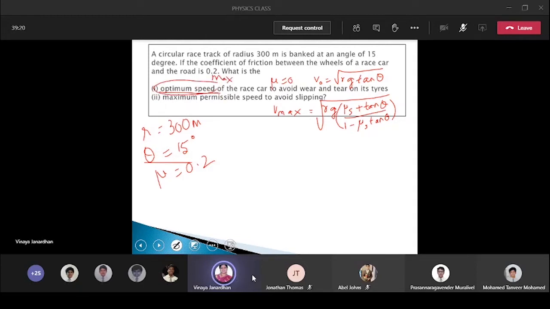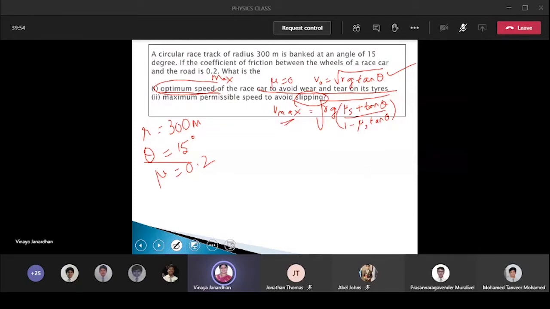This becomes the maximum speed when there is no friction at all. Can you see this? Avoid wear and tear of its tires, which means friction is very less. When you go for slipping, it is this. Without skidding, this is the maximum velocity. When it is to avoid wear and tear, friction is almost zero, so mu becomes equal to 0. You have to use this formula: V is equal to V naught is equal to root of R g tan theta.